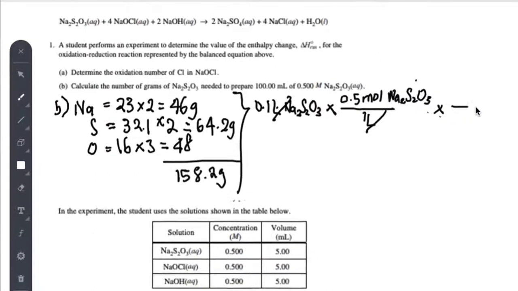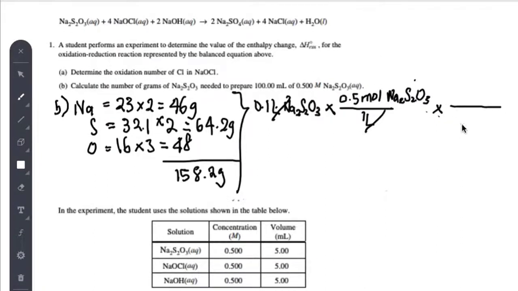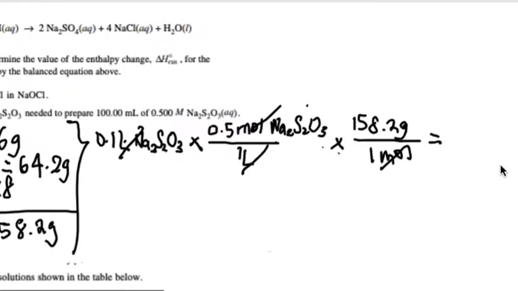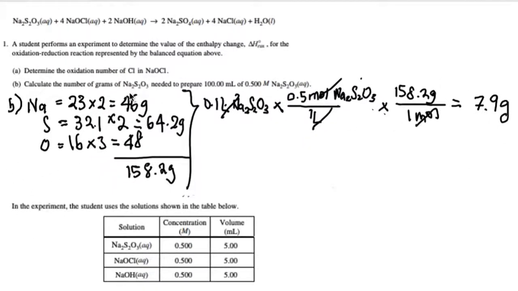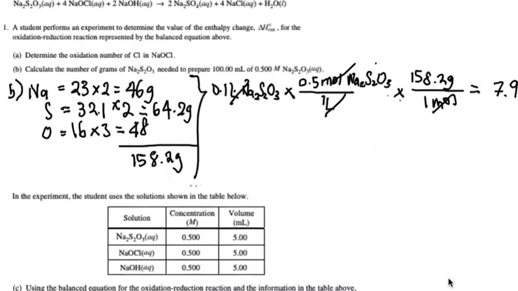Now we want to end up in grams, so we're going to want the moles to cancel out. So we know our molar mass is down there. So if we put 1 mole on the bottom, we know that that is equivalent to 158.2 grams of Na2S2O3. Then those moles cancel out and you're left with grams. Plug that into your calculator, you get 7.9 grams. So we know that you need 7.9 grams of Na2S2O3 in order to prepare a solution like that.